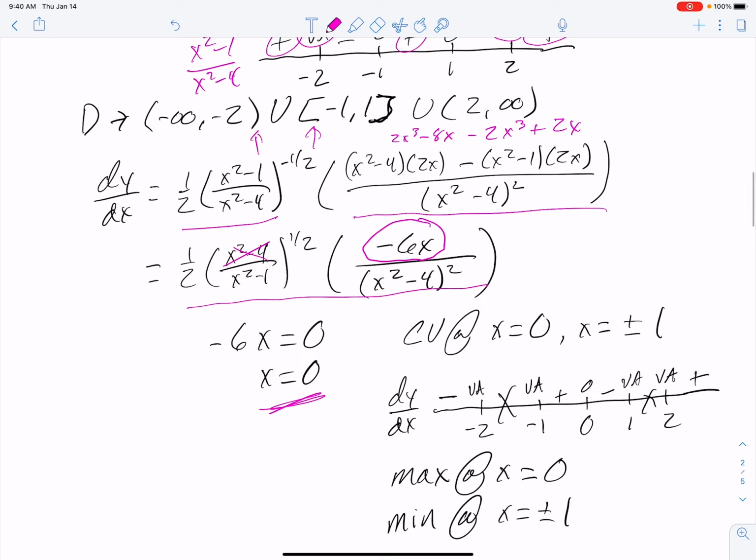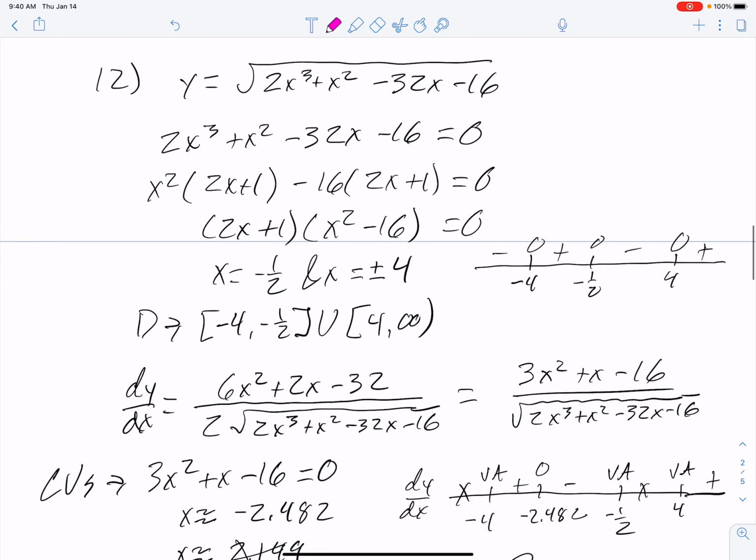So my critical value, what makes my derivative equal 0? What made my original function equal 0 because this is a square root? I can make a sign pattern of my derivative, ignoring anywhere that wasn't in the domain. And I know that I've got a maximum at 0, and then minimums at x equals plus or minus 1 because those were zeros of the original function.